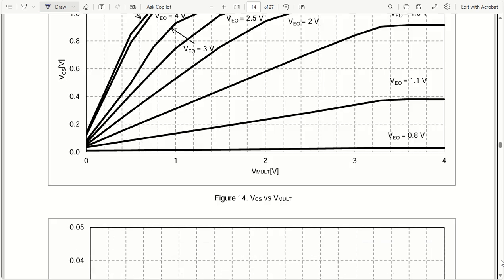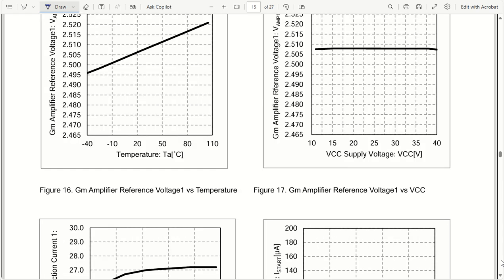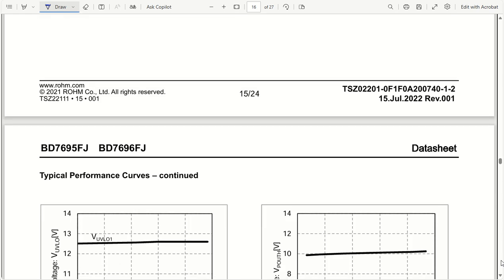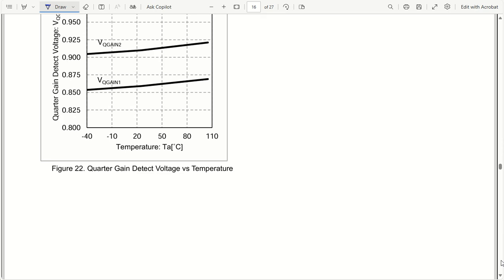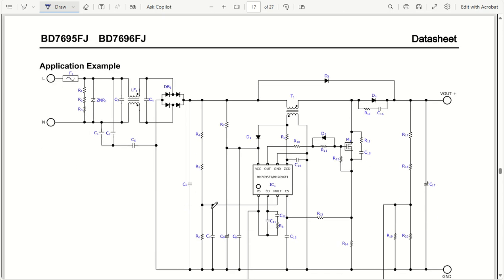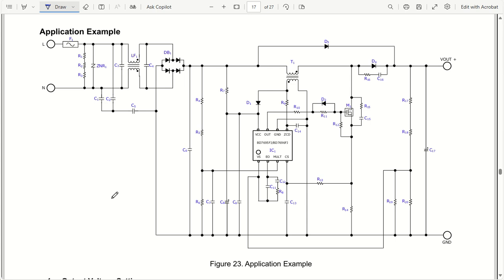Next we will talk about the example circuit. Coming back to this example application circuit, one example application circuit is given here. Let's start the discussion very quickly. We have AC input here, let us say 85 volt AC to 265 volt AC, generally the range that we always take, and this is my line and neutral.